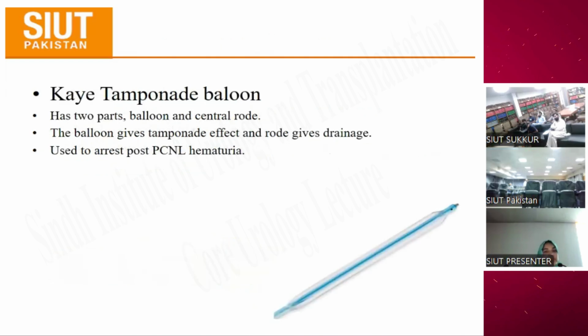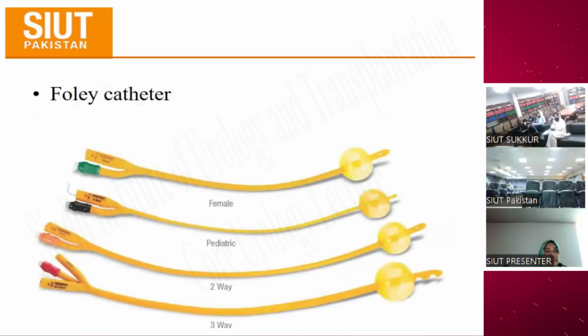Okay, Kaye tamponade, as the name indicates, is a tamponade balloon. It has two parts, a balloon at its end and a rod which gives drainage. The balloon gives tamponade effect when there is hematuria. Post PCNL, we can place this Kaye tamponade balloon catheter as a nephrostomy tube. Foley's catheter, we place after surgeries.